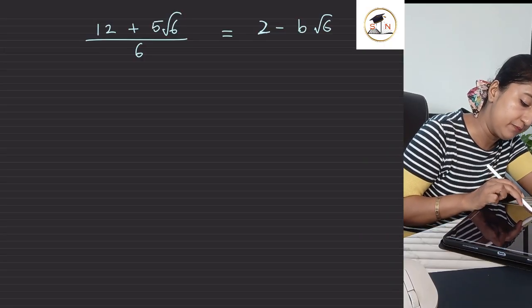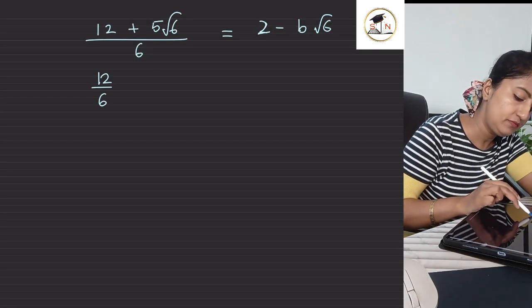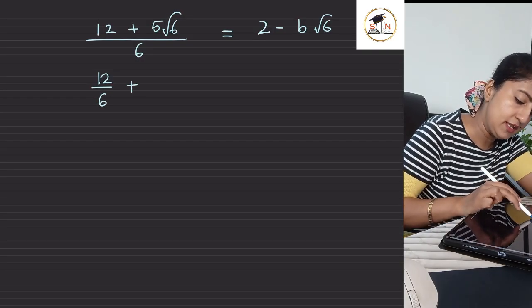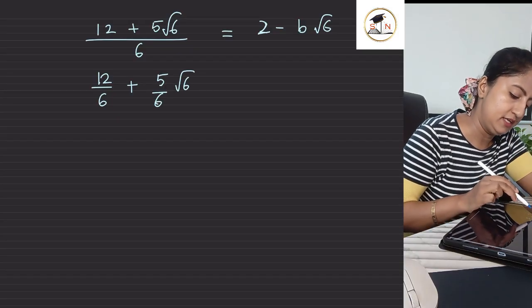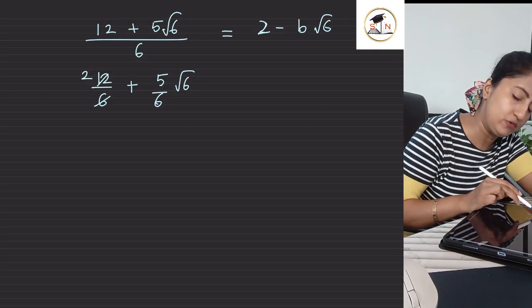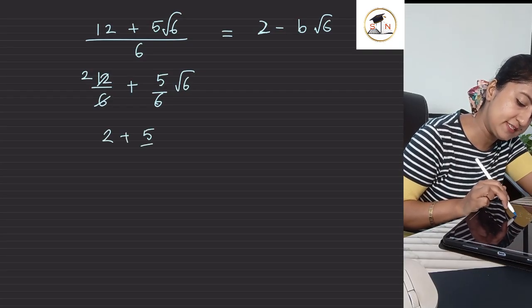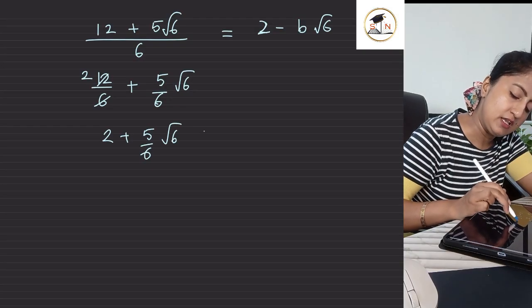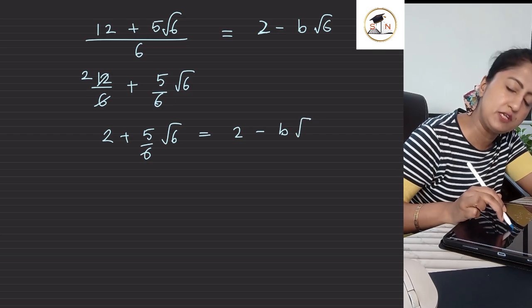And how will I do that? I will give the denominator to each term of the numerator. 12/6 कर दिया. इसी तरह से 5/6 भी आ जाएगा. Right? Now, ये 2 बन गया. 12/6 is 2. So what I'm getting is 2 plus 5/6 root 6. Now, इसको इक्वेट करेंगे जो हमें गिवन एक्सप्रेशन है 2 minus b root 6.